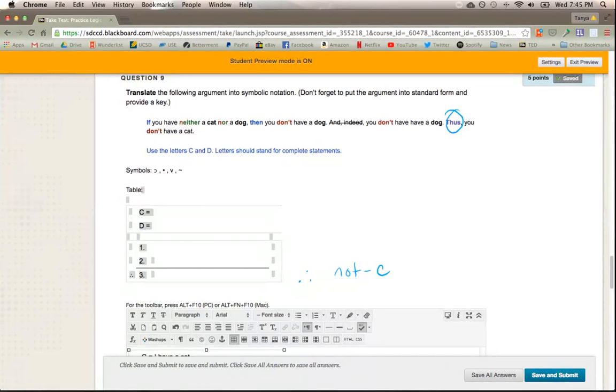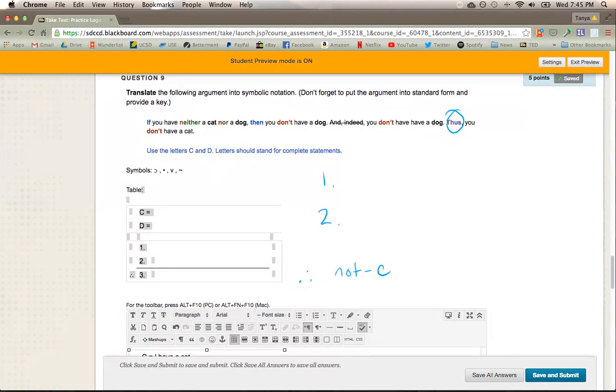Okay, then there's the rest here. If you have neither a cat nor a dog, then you don't have a dog. And indeed, you don't have a dog. So it's clear that there's two sentences. And when you're doing the translations to symbolic notation, you don't have to take apart conjunctions, just translate sentence by sentence. Okay, so the next step, once you've decided that each sentence is going to be a premise here, is to figure out what the main operator is. And hopefully the bolded colored bits help you here.